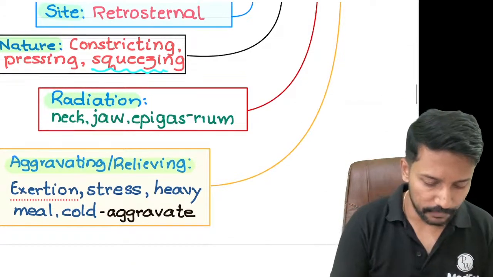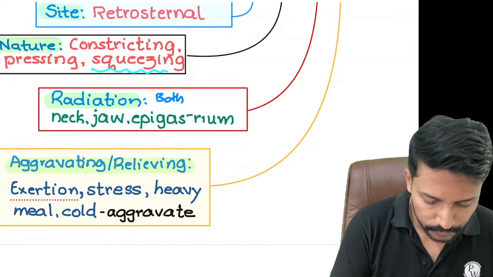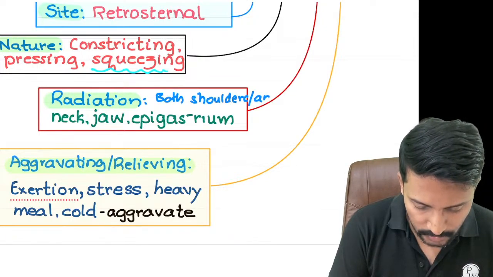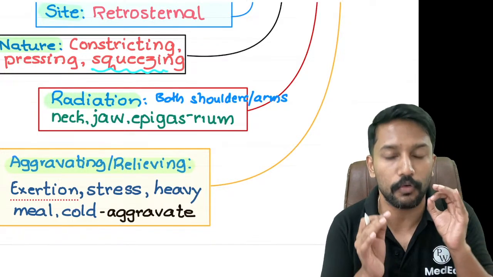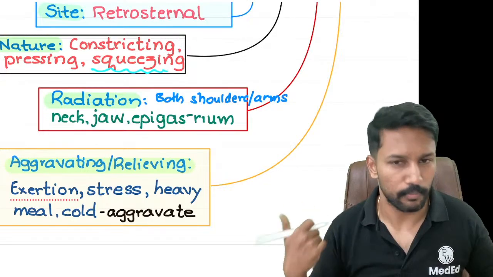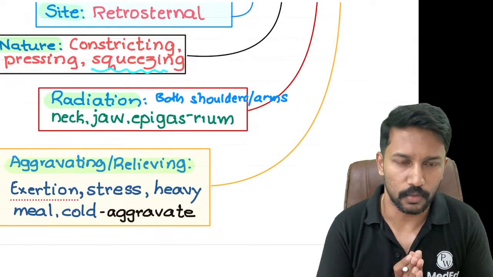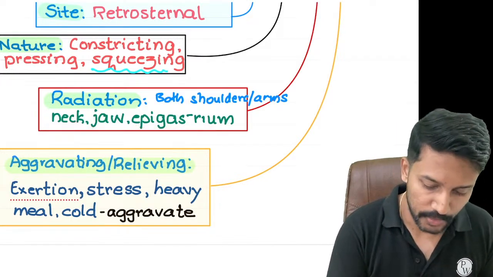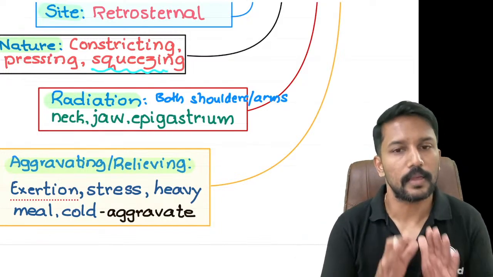Now where can it get referred or radiated to? It can get radiated to both shoulders and arms. Please remove from your mind that pain referred to the left shoulder and left arm alone is of ischemic origin. Pain that is referred to both shoulders, or any shoulder, is likely to be myocardial in origin. It can also be referred to the neck, jaw as well as the epigastrium. So these are all the places where this pain can be referred to.